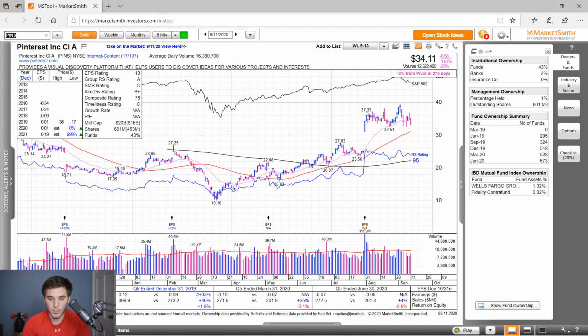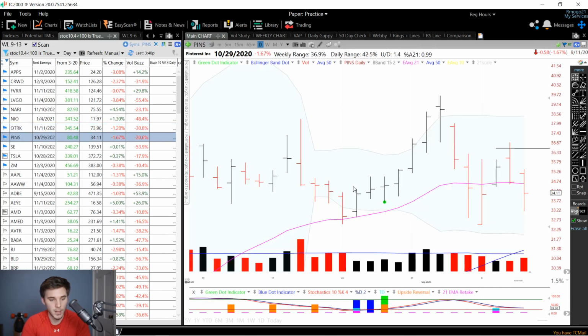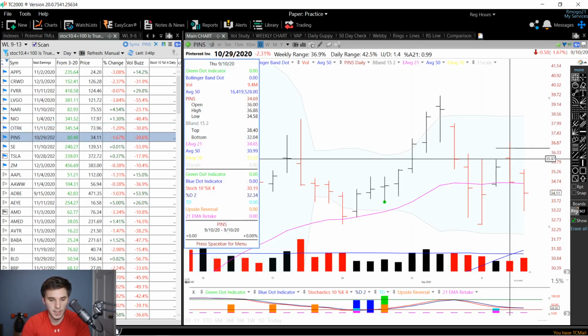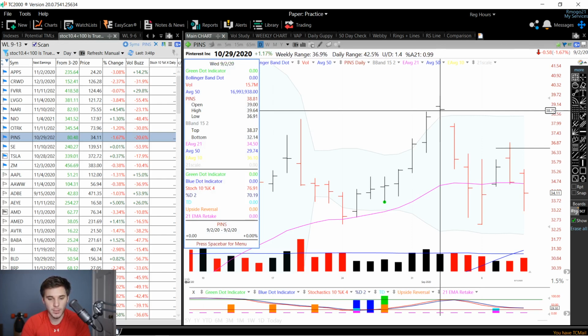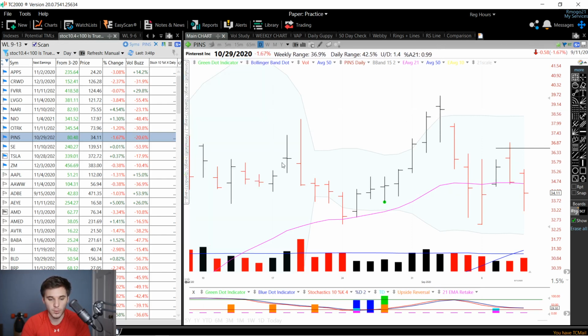And as for the chart, it's tried to break out a few times above this 38 level, but so far it's met resistance up here, so keep an eye out for that. And overall, you can see the RS line is basing along with the price, and the overall RS rating is a very strong 95. So that is the fundamentals for Pins, and overall I want to see it break above this level right here at 36.88, and then I would add on a green dot, and then eventually I would add as it breaks out into all-time highs above 39.64.